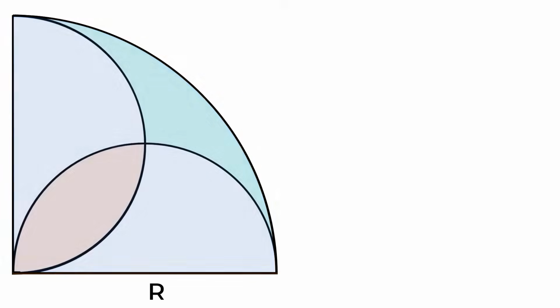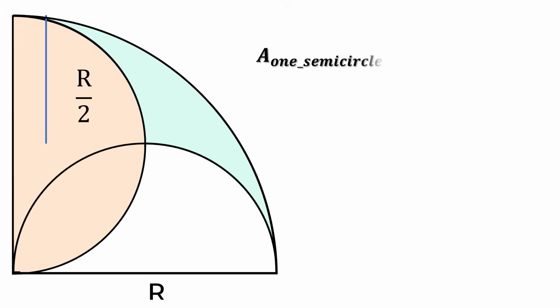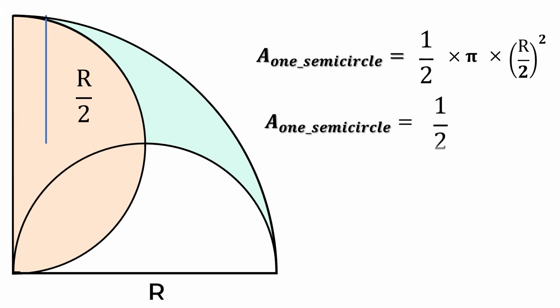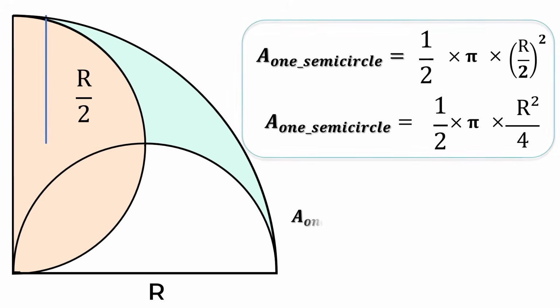Now, meet our two supporting actors, the semicircles. Their diameter is R, so their radius is R divided by 2. The area of one semicircle is 1/2 pi times radius squared: 1/2 times pi times (R divided by 2) squared. Simplifying, (R over 2) squared gives R squared over 4, so we get 1/2 times pi times R squared over 4, which equals 1/8 times pi times R squared.